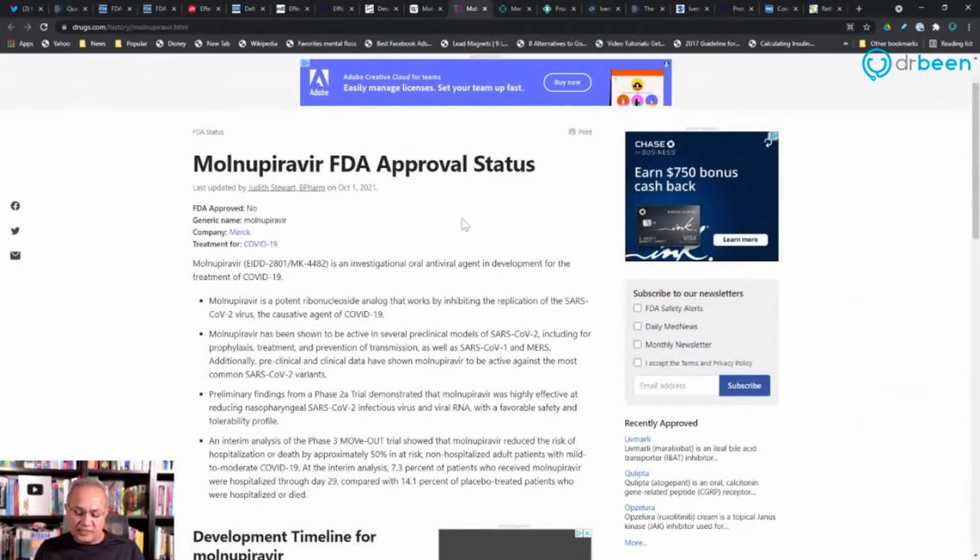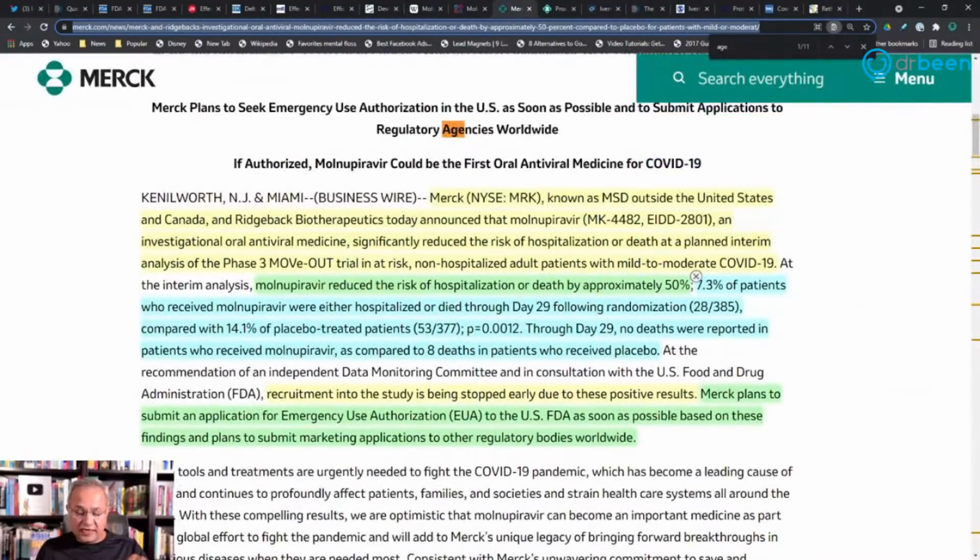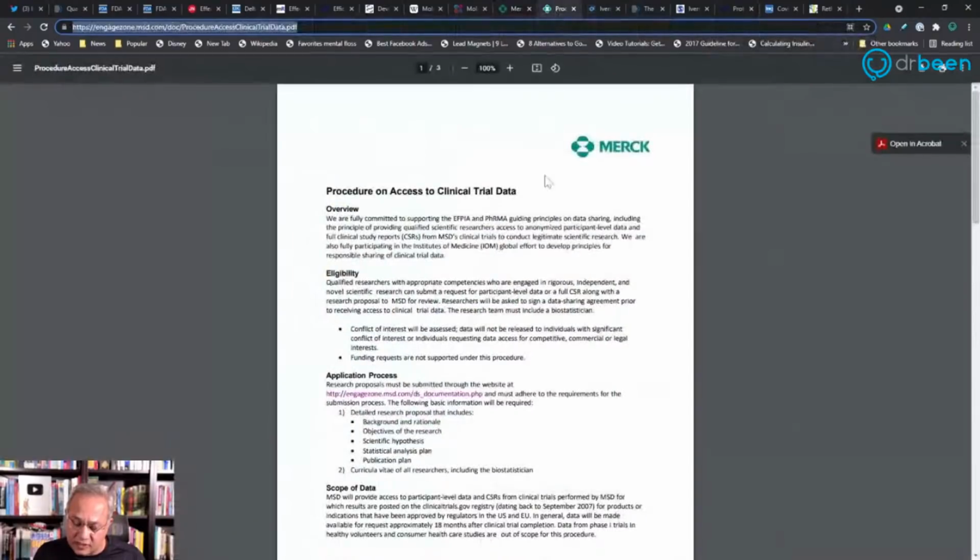Then this is the status for molnupiravir on drugs.com. It's an interesting one. This is the link that we saw and studied yesterday. I'm going to reference parts of it, but I'm not going to repeat that whole thing. This is the procedure for the trial.